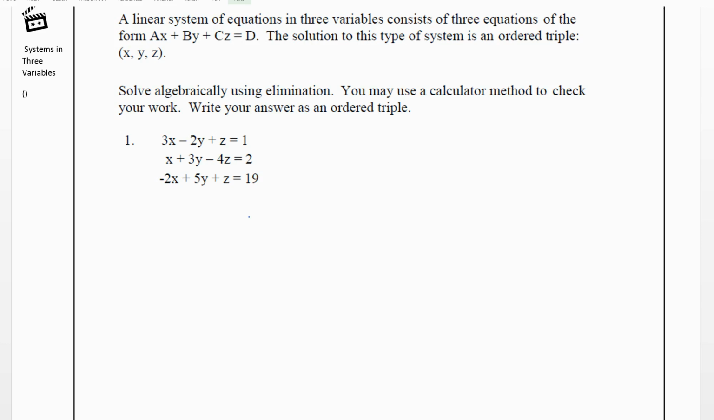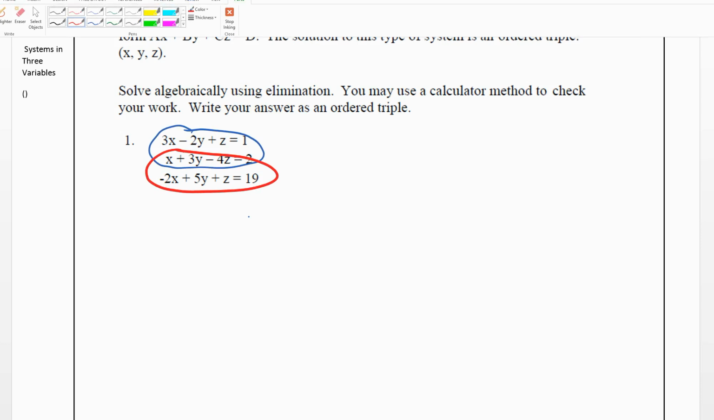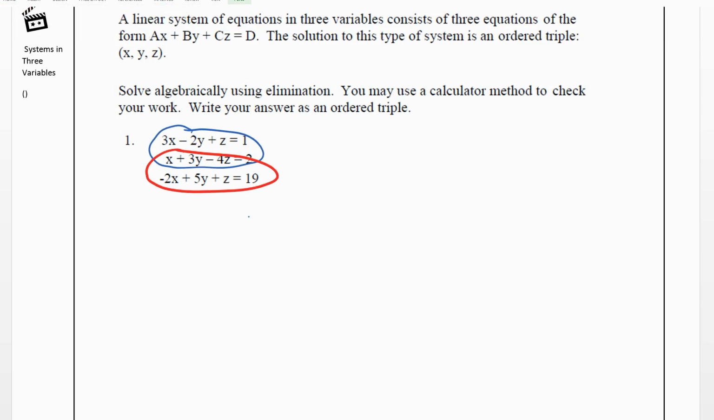What we're actually going to do is use these first 2 equations to eliminate a variable. Then we're going to look at the second 2 and eliminate a variable. Then we'll be in the case of having a system of equations with 2 unknowns. We'll solve that, and then we'll substitute everything back into one of the equations to get our last variable.